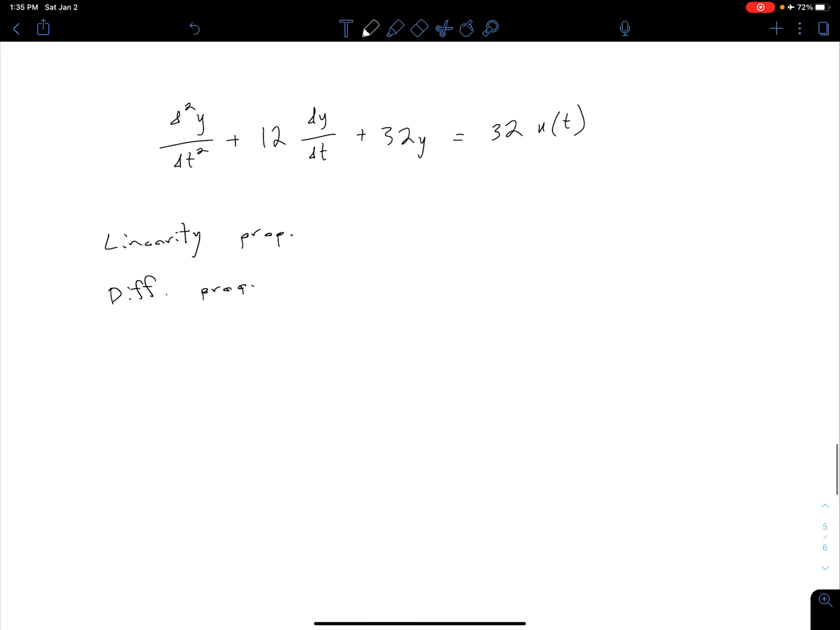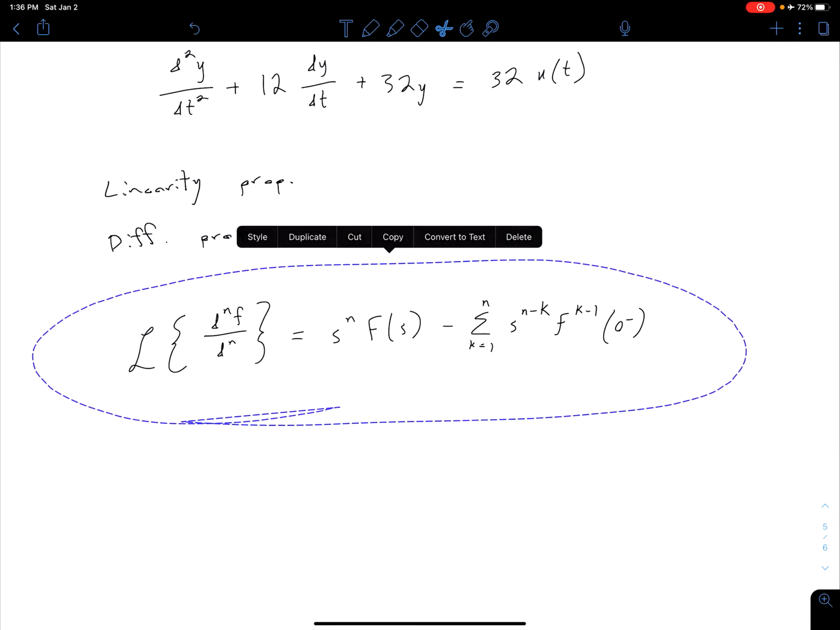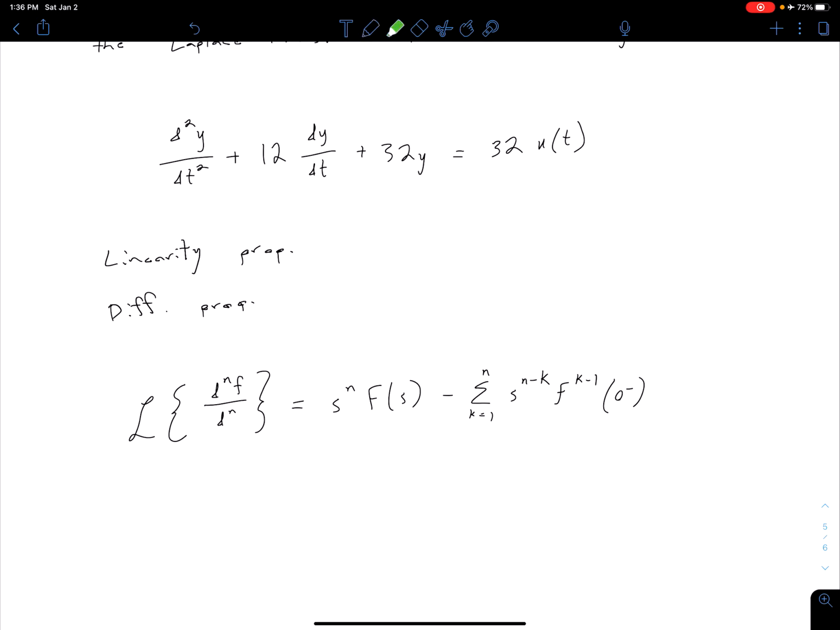Our linearity property I'm not going to put here because it's a pretty straightforward one. Our differentiation in time property is a little bit more complicated, so here is our general expression for that. However, in this example, the highest derivative we're going up to is 2. So we have a second derivative and a first derivative, and we only need to evaluate this expression for n equals 2, the second derivative case, and for n equals 1.